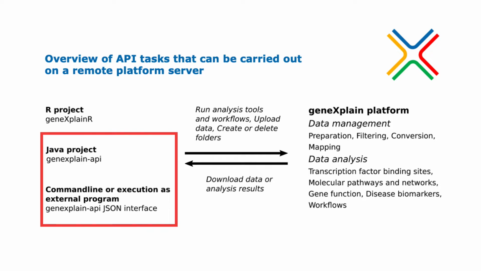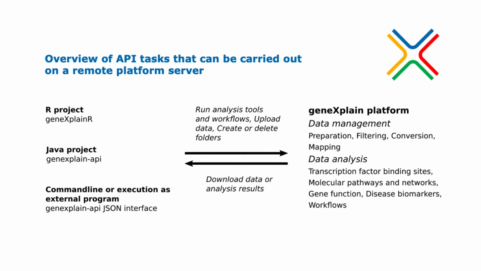There are two main ways to make use of the geneXplain Java API. On one hand, the software can be used as a library to build Java programs that interact with the geneXplain platform. On the other hand, the jar created by the build script is executable and offers several applications. For instance, there is a JSON interface that enables configuration of individual analysis tasks and even complex workflows. We'll use the JSON interface for the demonstration first and show the equivalent Java program later.